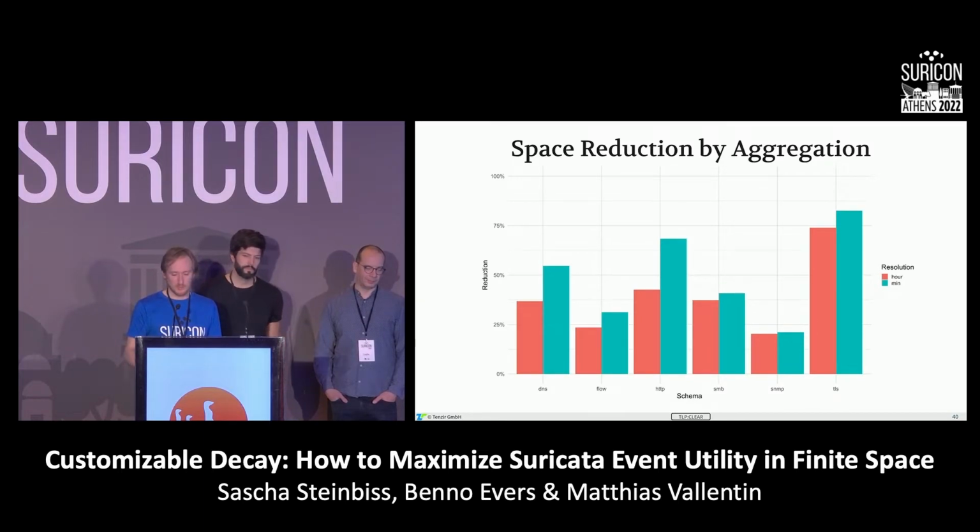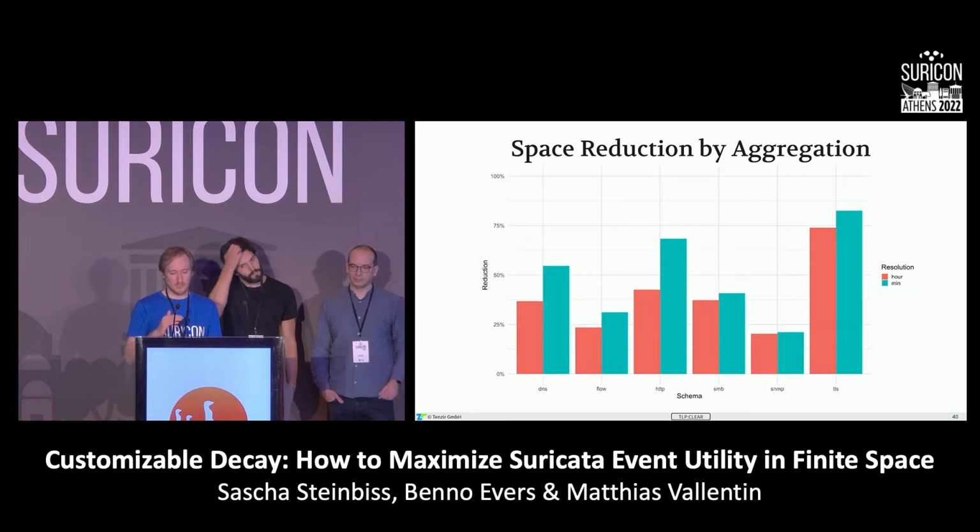We did this for 2 different resolutions. If you remember, we are combining packets with the same source IP, destination IP, destination port, and protocol across, for example, 1 hour and 1 minute. And as we expect, the coarser the aggregation, the more we can reduce space. However, the effect is actually not as strong as you might intuitively expect.